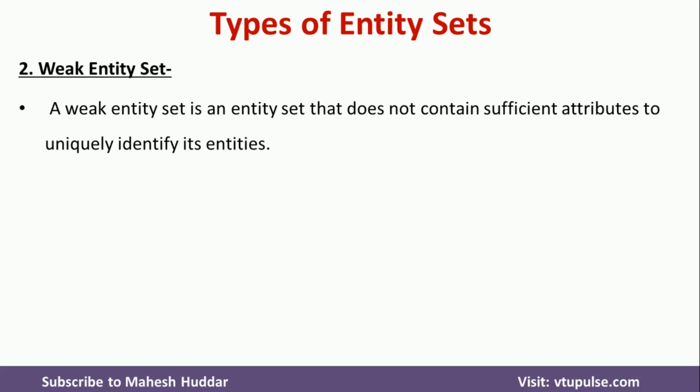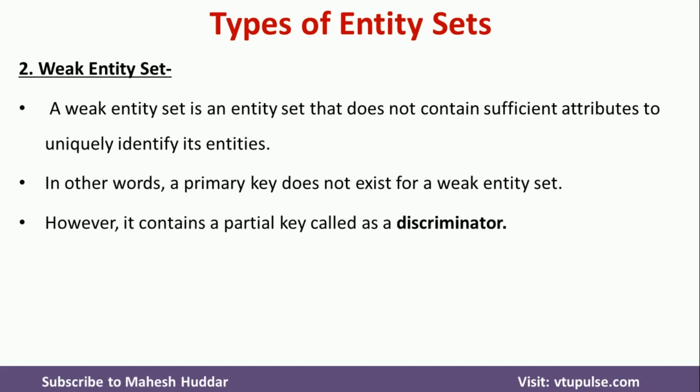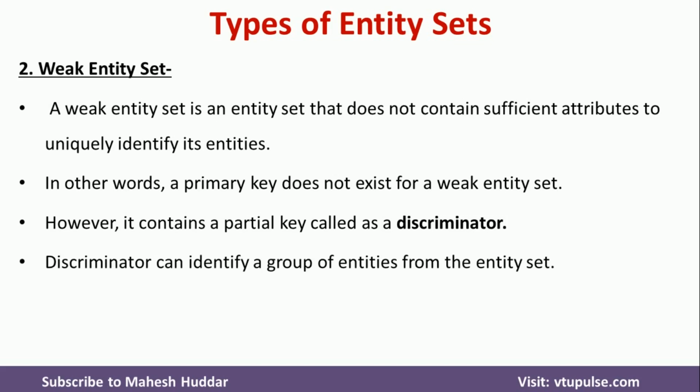A weak entity set is an entity set that does not contain sufficient attributes to uniquely identify its entities. In other words, we can say that weak entity sets do not contain the primary key, so that we can uniquely identify the different entities or the rows. However, it contains something called the partial key. It is also called the discriminator.